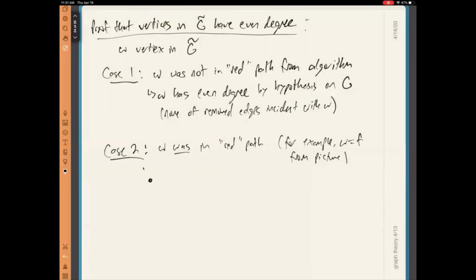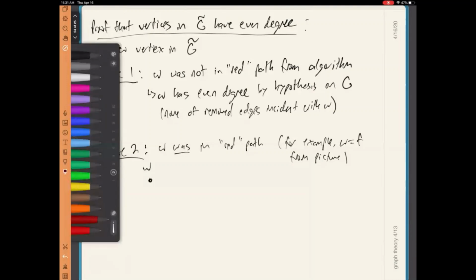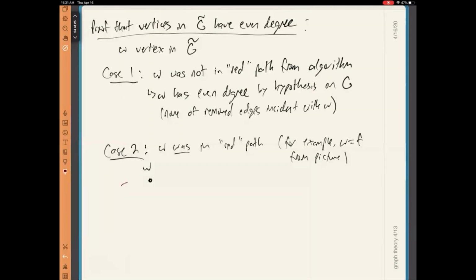Well, if this is the case, remember, once again, we're going to use the fact that if a path travels through W, there have to be an even number of edges in the path through W, right? So there have to be an even number of edges on the red path through W.